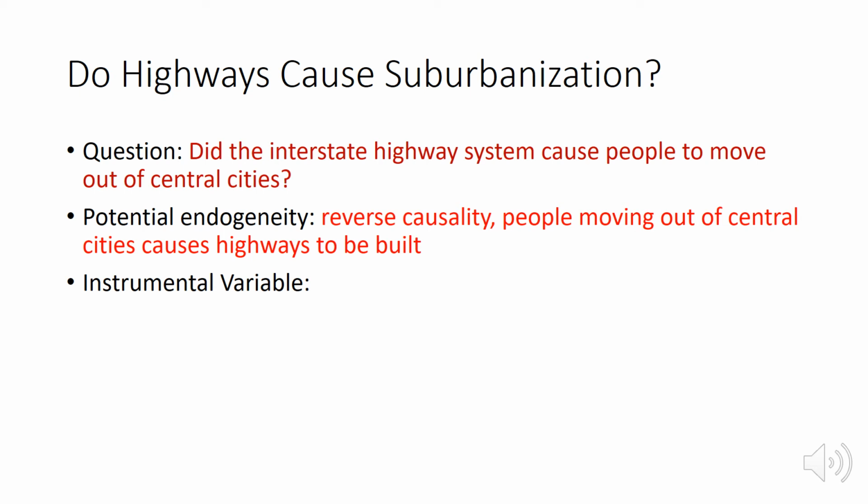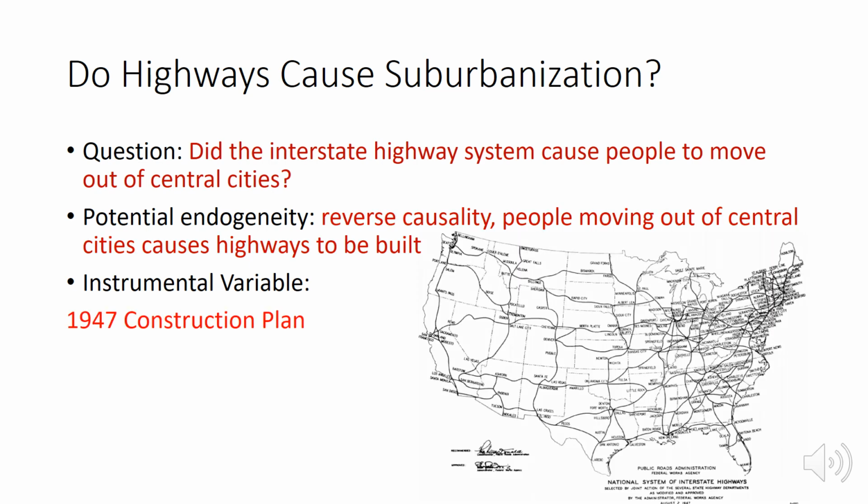Anyone have any sense of how we could instrument for this? The one they use is actually kind of esoteric, let's say. Anyone have any ideas? Something that correlates with highways being built, but doesn't correlate with people moving? So what Nate Baum-Snow used, who is at Brown, was not the highways themselves, but the 1947 construction plan for building the highways.